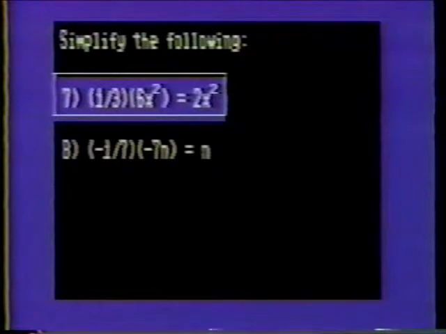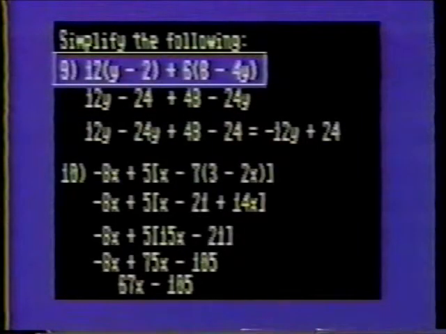Number 7. 1/3 times 6x squared. Since 6 divided by 3 is 2, the solution is 2x squared. Number 8. Negative 1/7 times negative 7n. Negative 7 divided by negative 7 is positive 1. The solution is n.